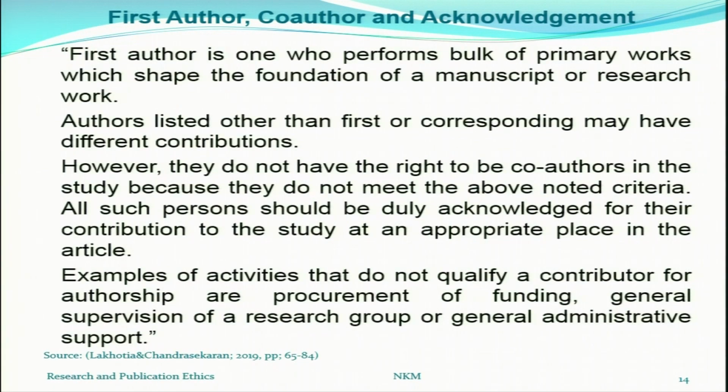Now, let's try to understand who is the first author. The first author is someone who performs the bulk of the primary work, which shapes the foundation of a manuscript or research work. Authors listed other than first or corresponding may have different contributions. However, they do not qualify for the criteria of corresponding author or first author. Of course, their contribution can be of a different type, and they can be listed as second author, third author, and so on.